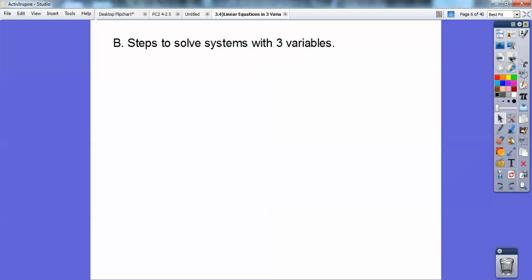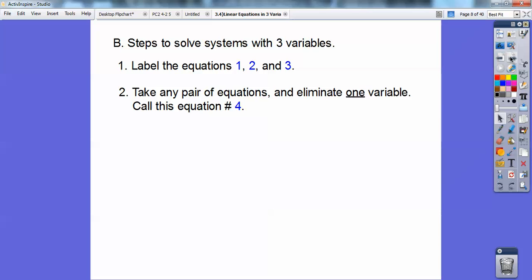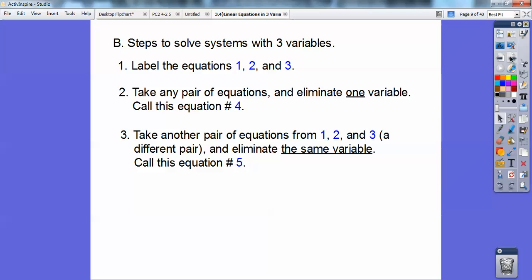So, steps to solve systems of equations in three variables. There's going to be three equations. I like to label them 1, 2, and 3. And then I take any pair of equations, either 1 and 2 or 1 and 3 or 2 and 3, any pair, and eliminate one variable. When I do that, I'll call that equation number 4. And then take another pair of equations, and it has to be a different pair, and eliminate the same variable and call that equation 5.